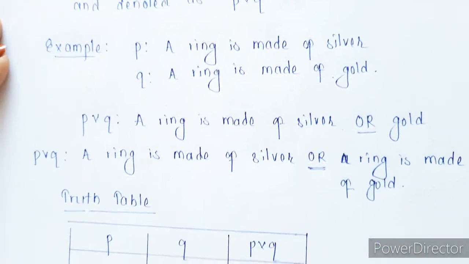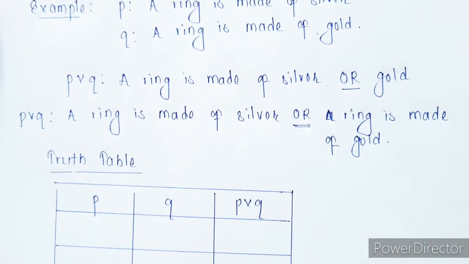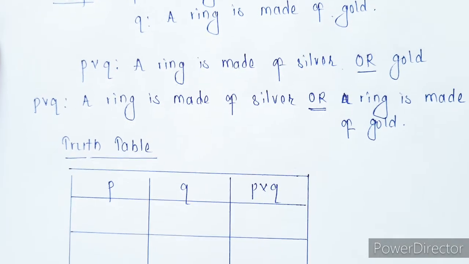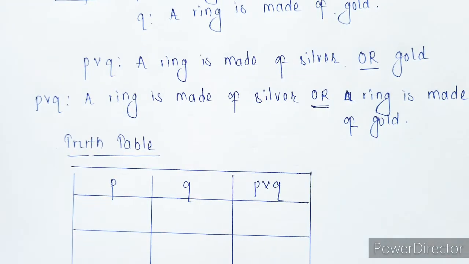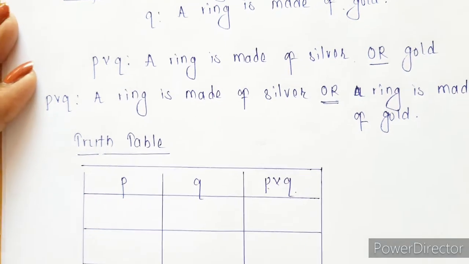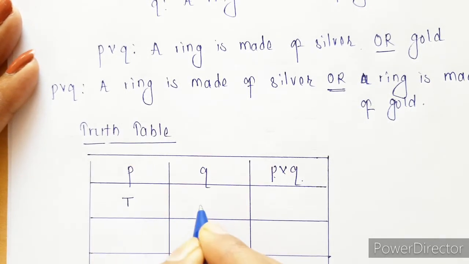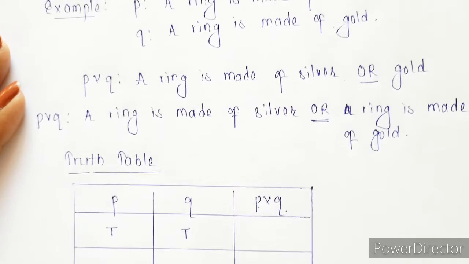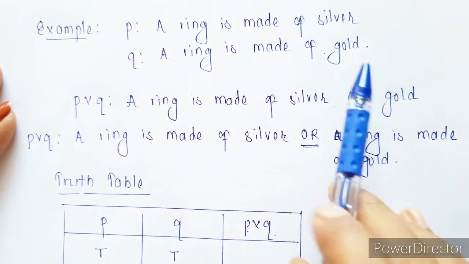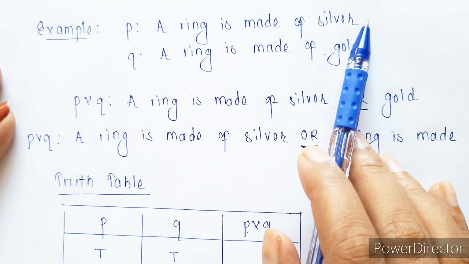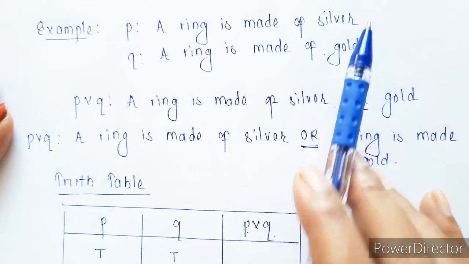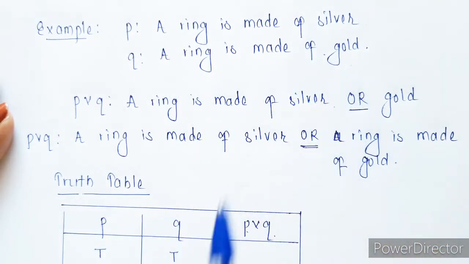Now let's look at the truth table for this. Now what we are doing in the truth table, we are just taking all possible options and then checking what will be the result for P or Q. What will be the result for the disjunction. Now in the first case, I am assuming that both the statements are true. I am assuming that a ring is made of silver is also true, that we have a ring which is made of silver, and Q is also true, that is we also have a ring which is made of gold.